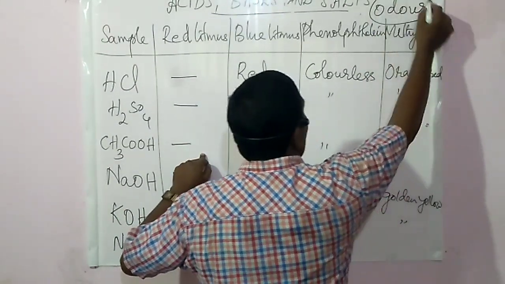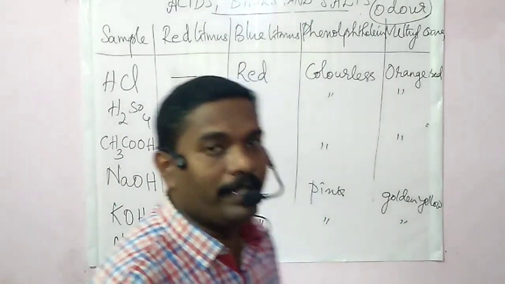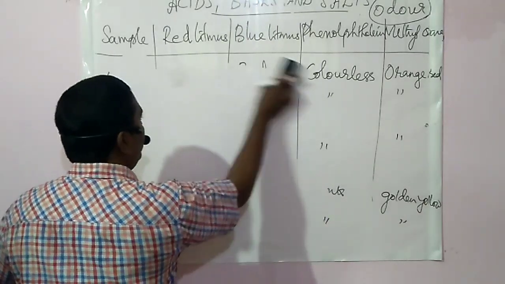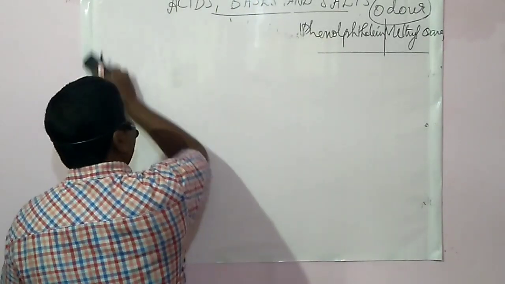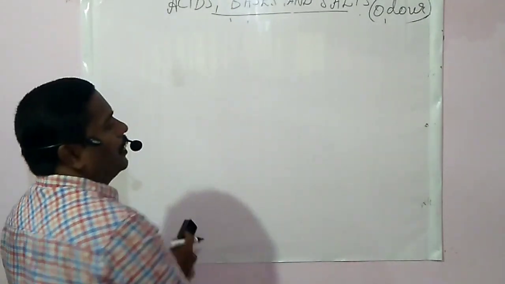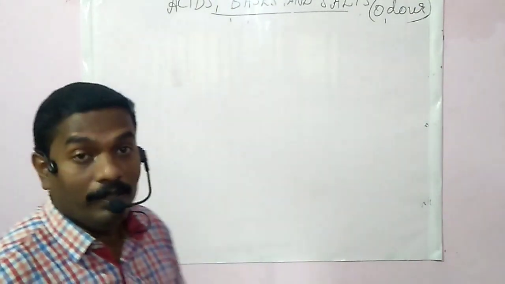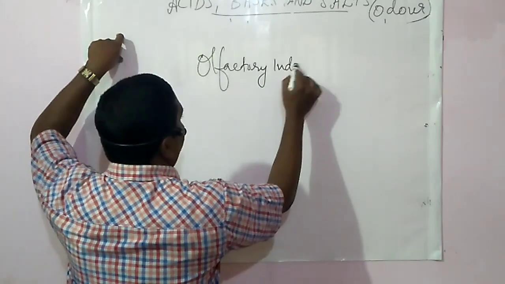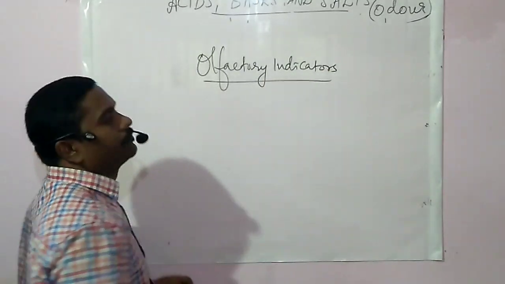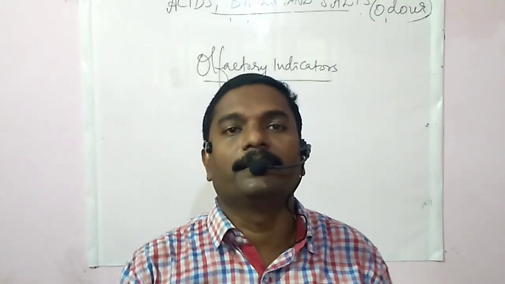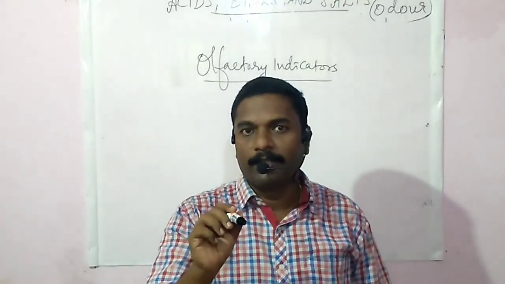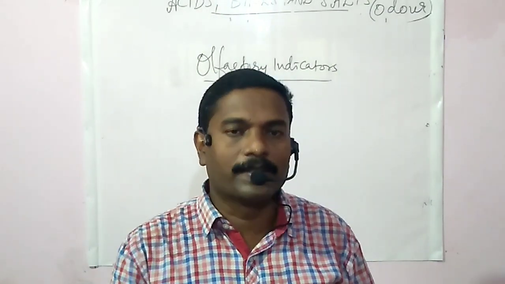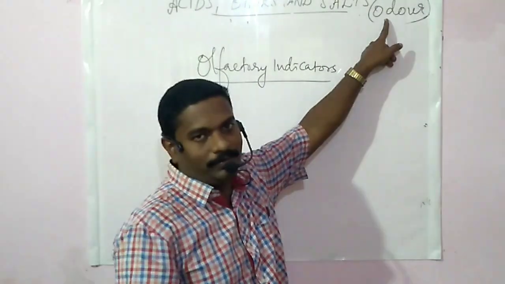Odor means smell. The other type of indicators, which are used to check whether a given compound is an acid or a base by noting their smell or odor, are called olfactory indicators. So what are olfactory indicators? They are the substances used to check whether a given compound is an acid or a base by noting their odor or smell.